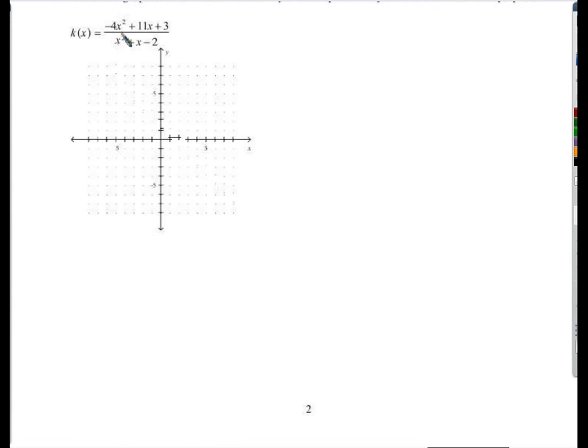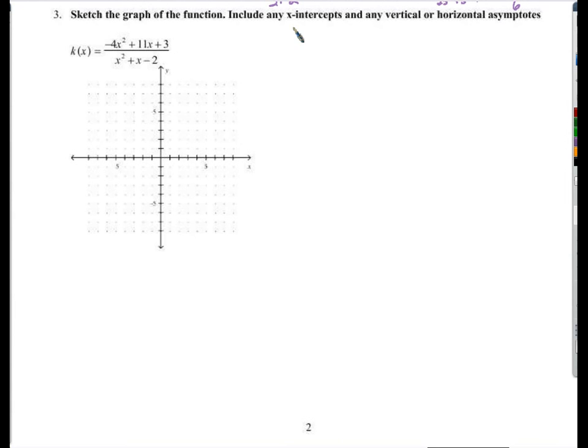Next, let's find these things. X-intercept, okay, so that happens when the numerator is equal to 0, we discovered in the last problem. When it's equal to 0, I'm going to divide both sides by negative. That makes things a little easier. 4x squared minus 11x minus 3 equals 0. Do a little work here. You get 4x plus 1 times x minus 3. That's the factorization, right? And then we set each of them equal to 0, and we find that x equals -1/4, x equals 3. Those are the x-intercepts.